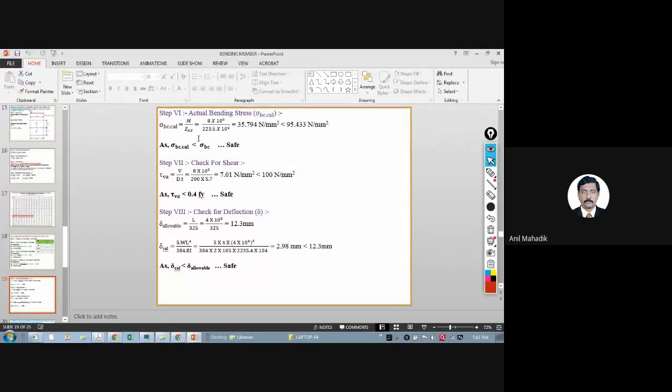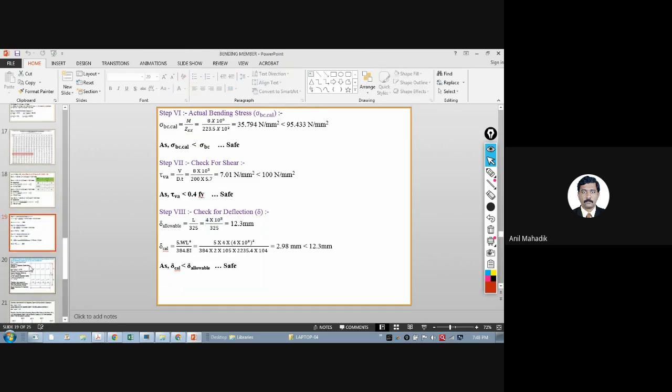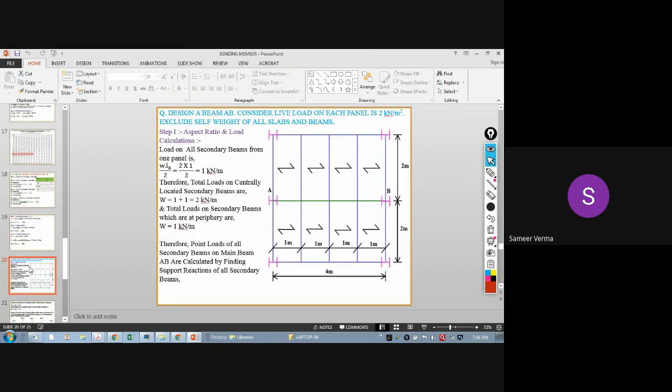Now calculate the actual stresses, M upon Z. You know M, you know the ZXX values. So this is 35, less than 95. See, we are comparing with 95 in this case. Now it is safe. Check for shear is the same as the previous case, V upon dt less than 100. And deflection is also the same, L upon 325 permissible deflection, and this formula for actual deflection. Actual deflection less than permissible, safe. Got this? Yes, sir.